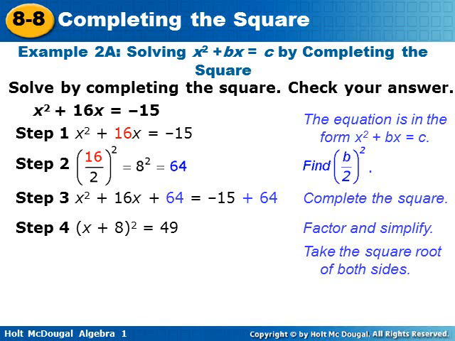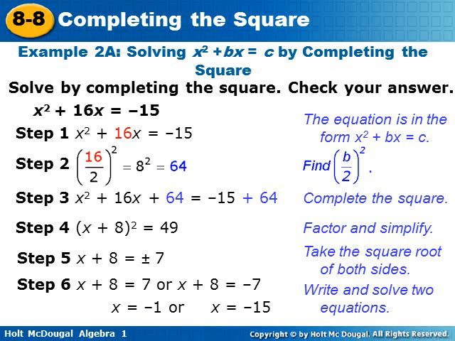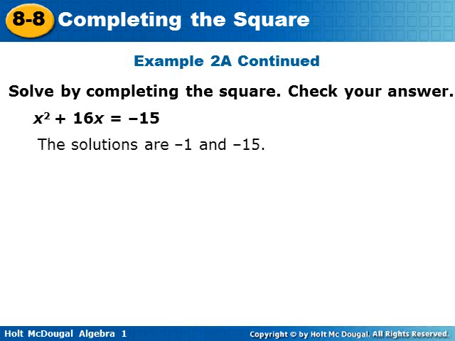Now we're going to take the square root of both sides, just like we learned in the previous lesson. And we get x plus 8 equals plus or minus 7, which is the square root of 49. So we subtract 8 from both sides, we set it equal to positive 7 and negative 7, and we get negative 1 or negative 15. The solutions are negative 1 and negative 15.